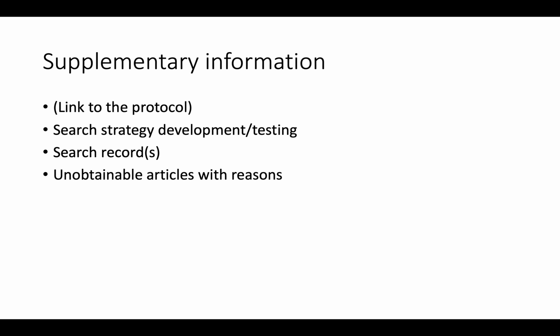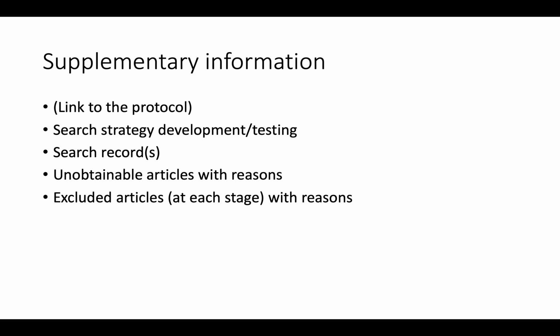Where you've not been able to obtain articles to screen them at full text, you should report a list of those articles with reasons as to why you weren't able to retrieve them. So there we're really interested in whether that was an access issue. Perhaps your institution didn't subscribe to a particular journal or publisher, or whether you just couldn't find that record online. Perhaps the title had been translated, or there was a typographical error which meant you couldn't find it.